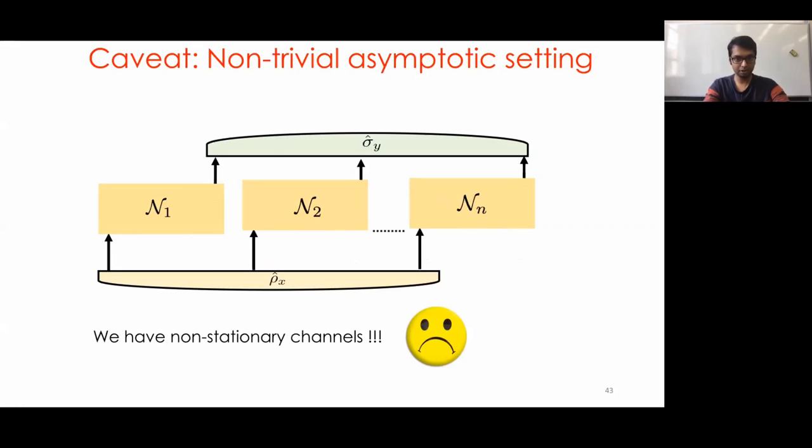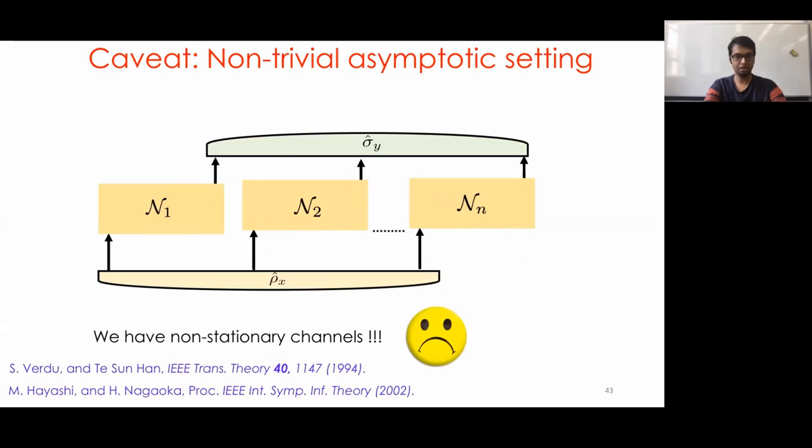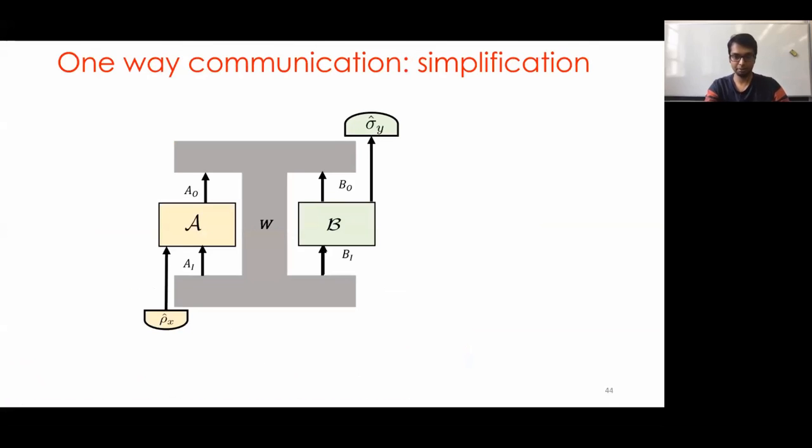So we overcome this scenario by, first of all, noting that this work was for the quantum case. Non-stationary channels were introduced by Hayashi, and in the classical scenario they were introduced by Verdú and Han. This non-stationary scenario is a bit difficult to use in our definition of process capacities, so we overcome it by considering a particular theorem.